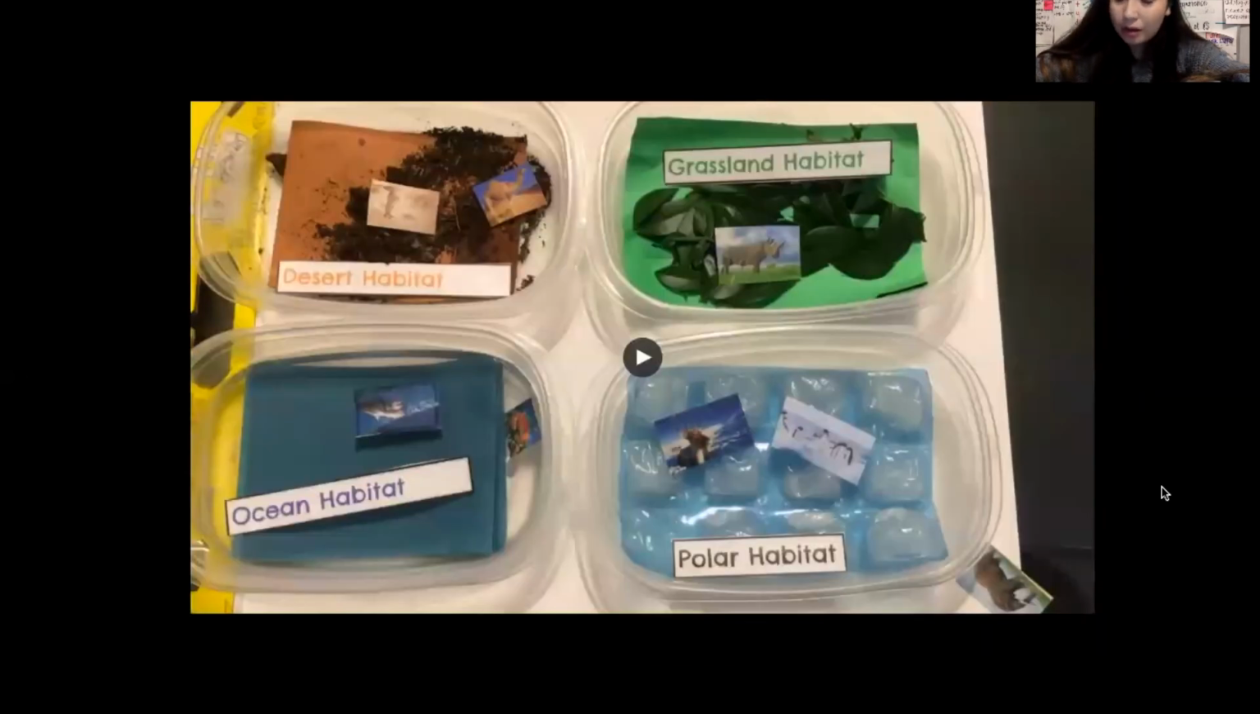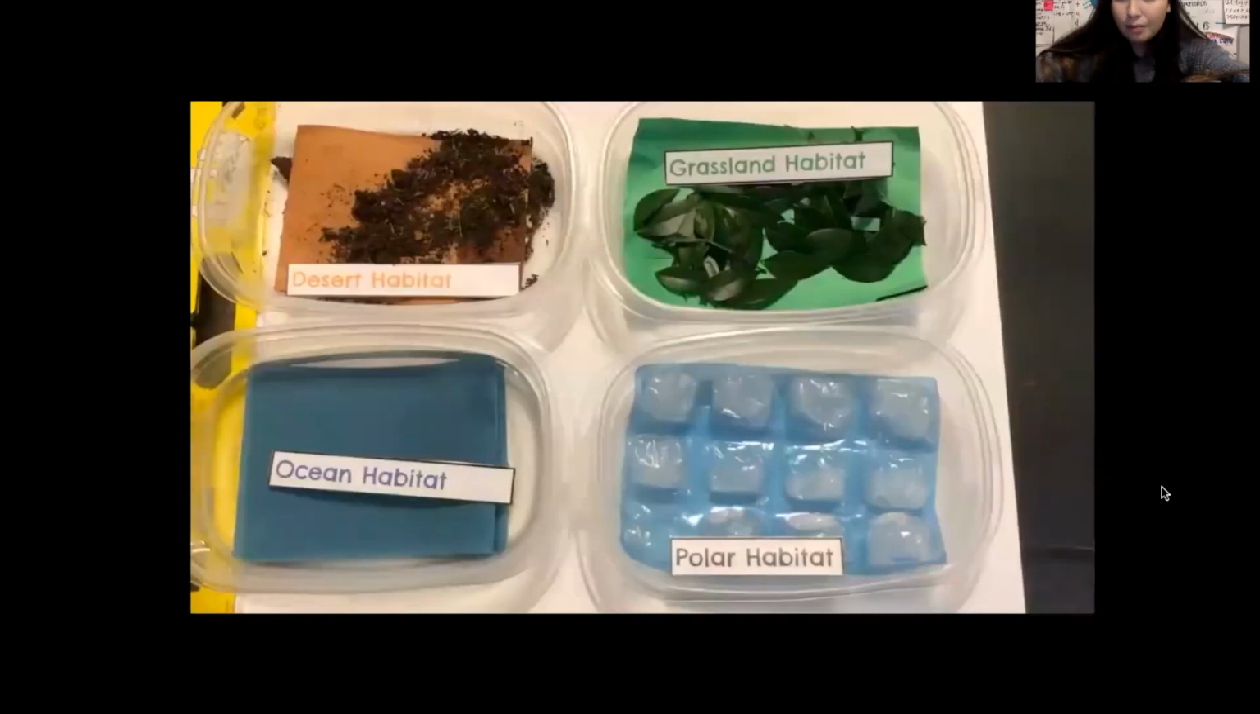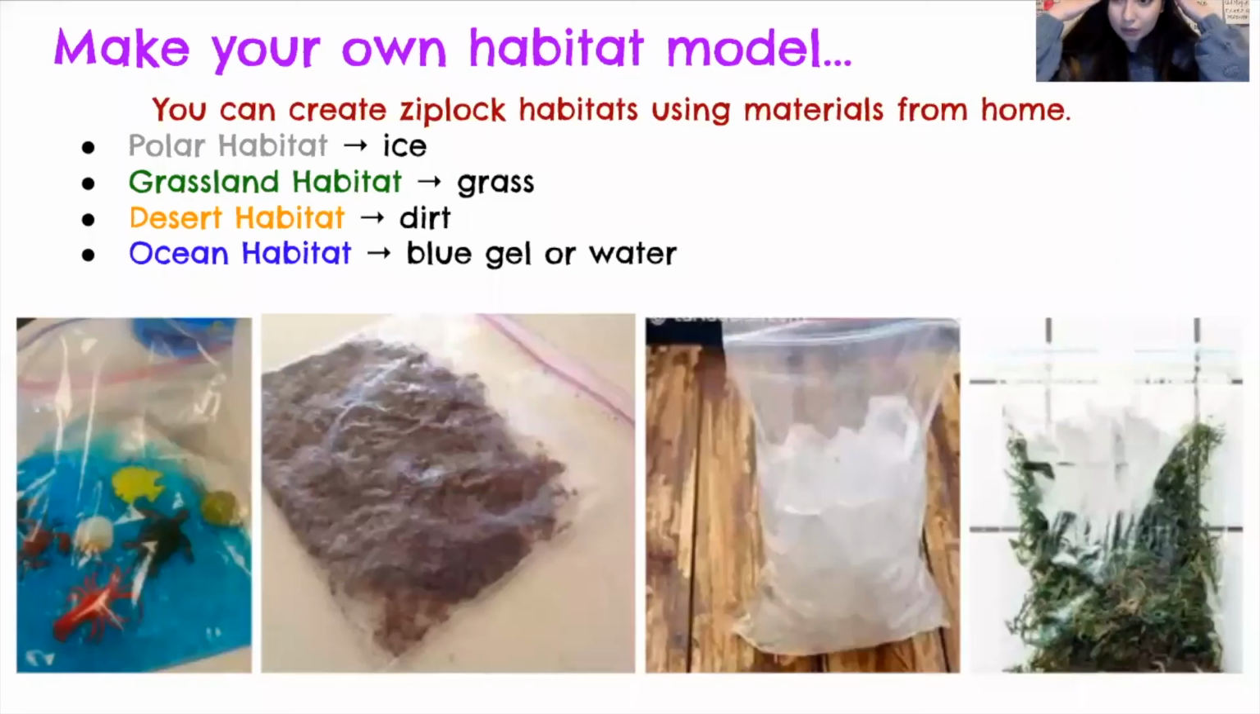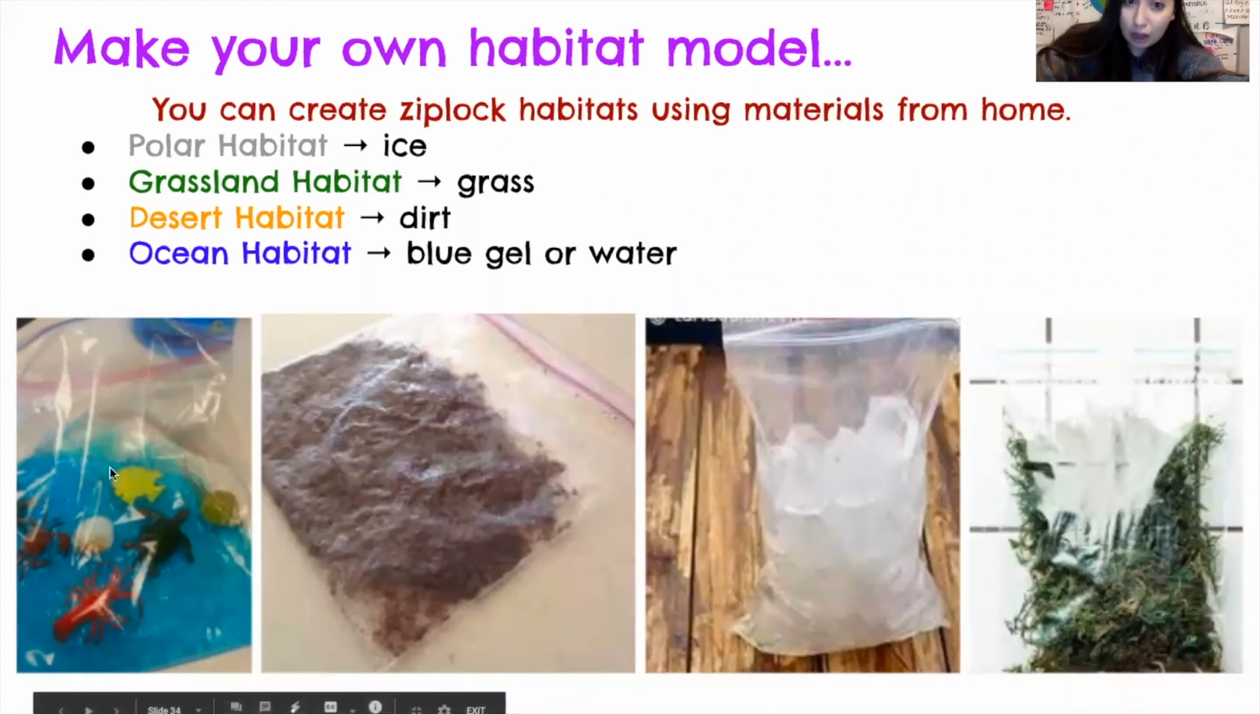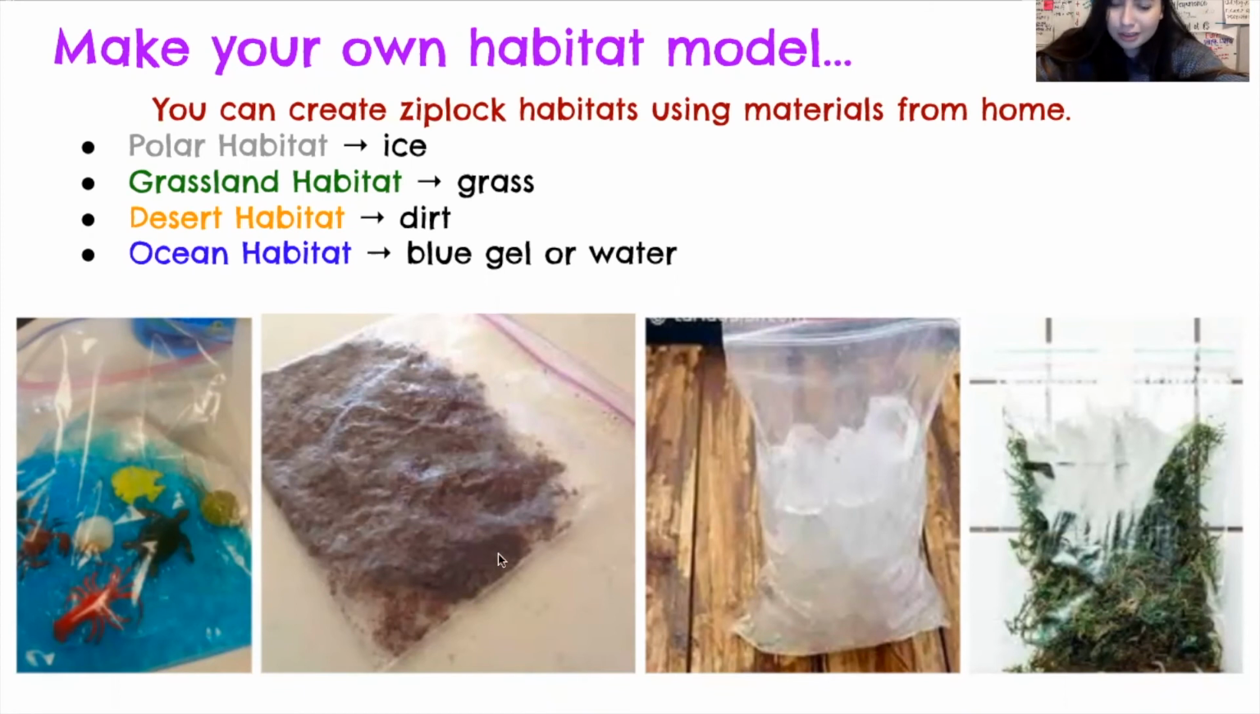Awesome. So now you know how to make these models at home. But if you don't have these materials, you can use Ziplocs, little plastic baggies, to make habitats in the same way. So you can use blue gel or still water for your ocean habitat. You can still use dirt for your desert habitat. You can still use ice for your polar habitat, and you can still use grass for your grass habitat. So instead of being in a box or in a Tupperware, all you need is 4 plastic baggies, and find these materials in your home, and you can make 4 habitats that you can easily carry around.